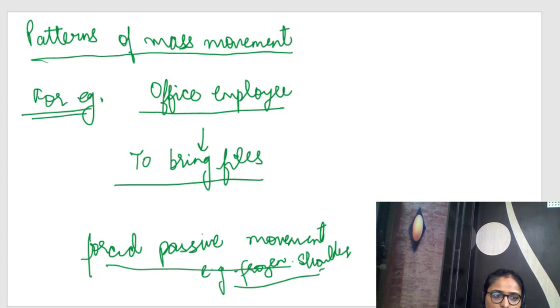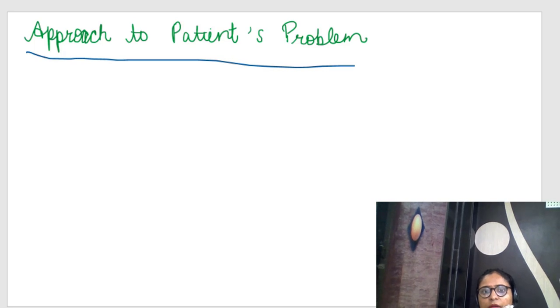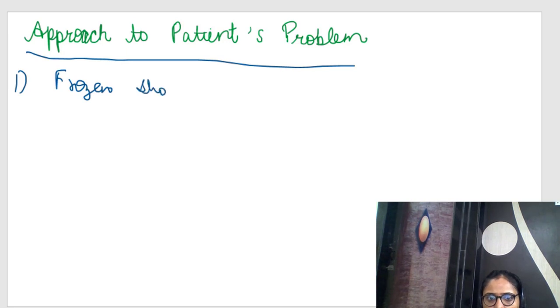So now if I talk about the approach to the patient's problem, we approach the patient's problem very differently. Why? Because each patient has a different problem. There is no one problem which is faced by all the patients. For example, there is one patient who has a case of frozen shoulder, and there is another patient who has a case of OA knees.